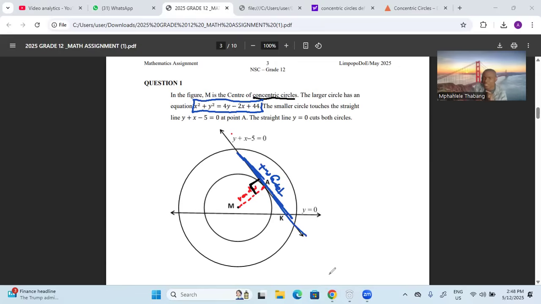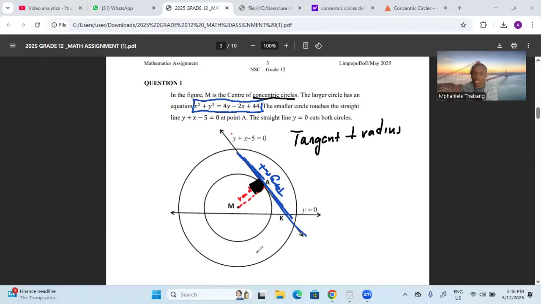As far as analytical geometry is concerned, you have to remember that the tangent is perpendicular to the radius. This is also a theorem in Euclidean geometry. We say the tangent is perpendicular to the radius, which implies that whenever the tangent and the radius meet at their point of contact, the angle is 90 degrees. So that is why I'm saying the angle here is 90 degrees. The reason is that the tangent is perpendicular to the radius.